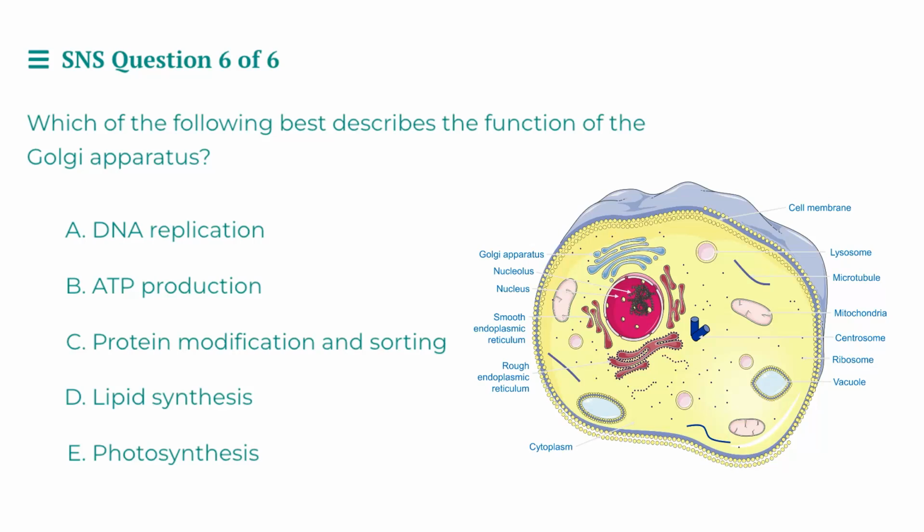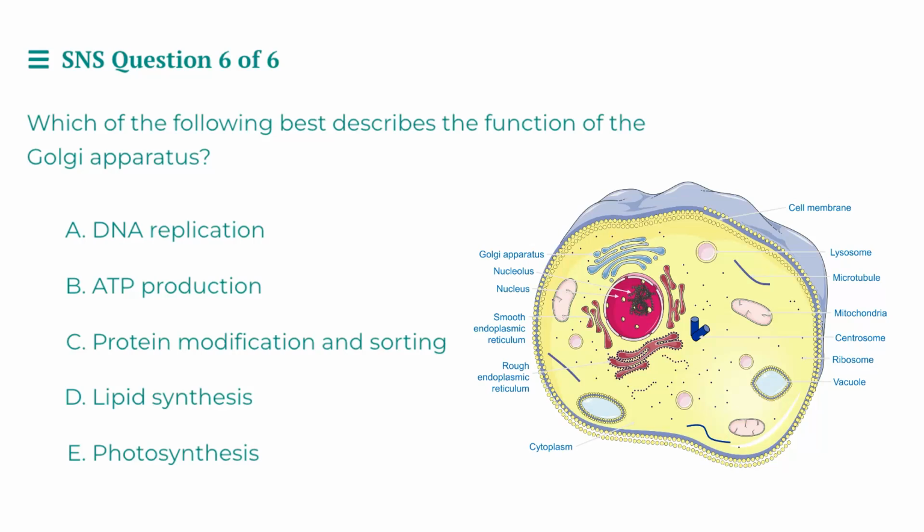So this question asks, which of the following best describes the function of the Golgi apparatus? Is it A, DNA replication, B, ATP production, C, protein modification and sorting, D, lipid synthesis, or E, photosynthesis? So as usual, let's go through each answer one at a time, starting with DNA replication.